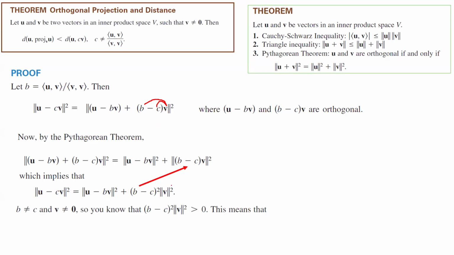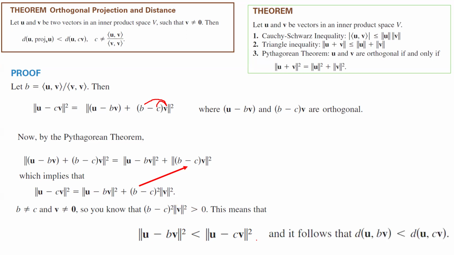Since b is not equal to c and v is non-zero, for sure you can say that (b minus c) to the second times the magnitude of v to the second is greater than 0. This means that the magnitude of u minus bv to the second must be less than the magnitude of u minus cv to the second. But what's the meaning of that? If you take the square root of both sides, it means that the distance between u and bv is less than the distance between u and cv. So we just proved this nice theorem.